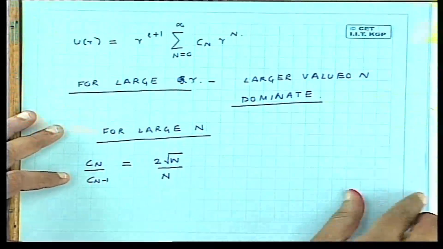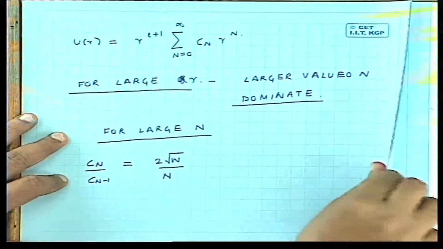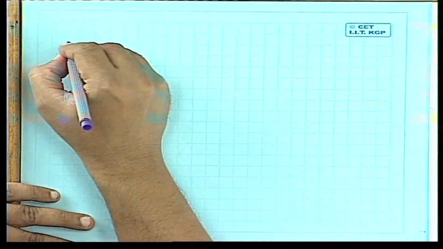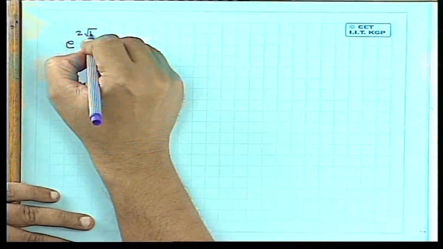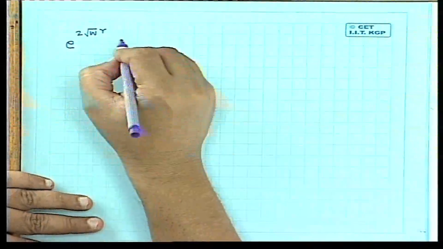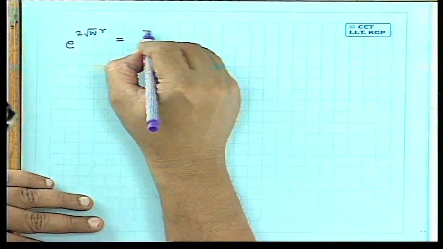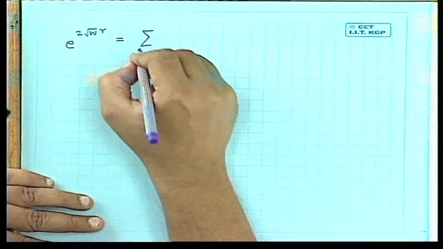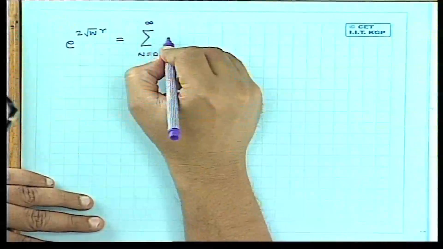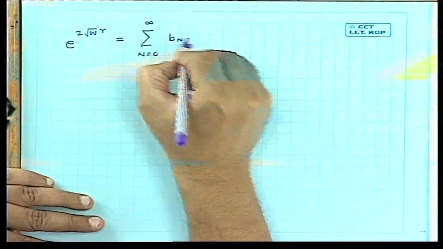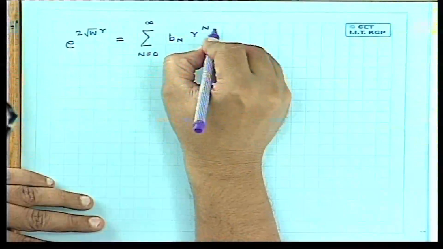Now let us also look at another function. Let us look at the function e to the power 2 square root of omega into r. Let us expand this in a Taylor series, n going from 0 to infinity, bn r to the power of n.